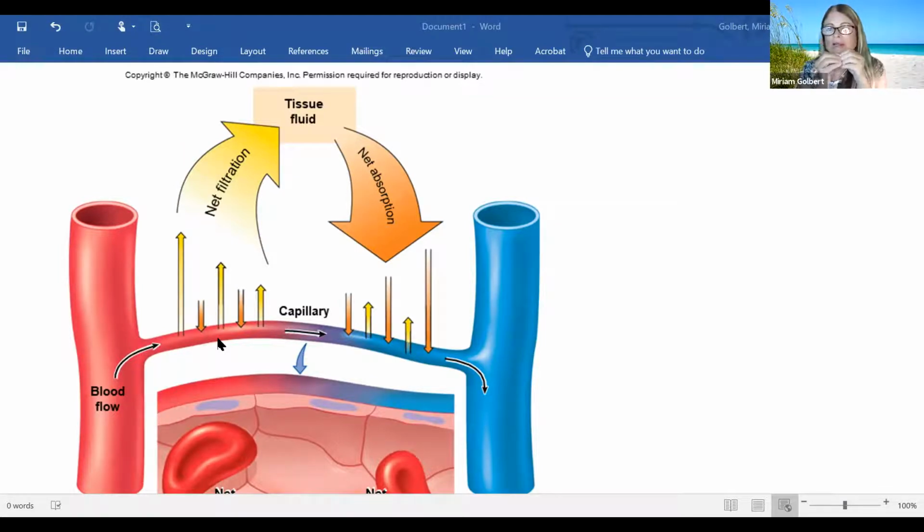Our arteries cannot do this because they have the muscle layer, they have the serosa on the outside and the endothelium. So that's very thick. When we get to the capillaries, it's just endothelium. So the diffusion and reabsorption go very fast either way. So that's what we have here.